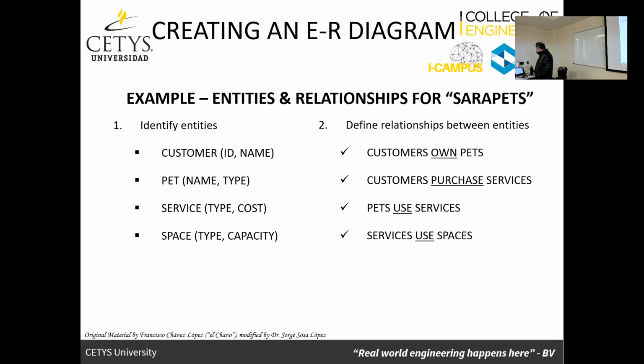Again, this isn't necessarily an exhaustive list. We're just mentioning some for a first pass analysis. Some of the relationships: customers own pets, customers purchase services, pets use the services, services use spaces. Those could be examples of relationships that we have.